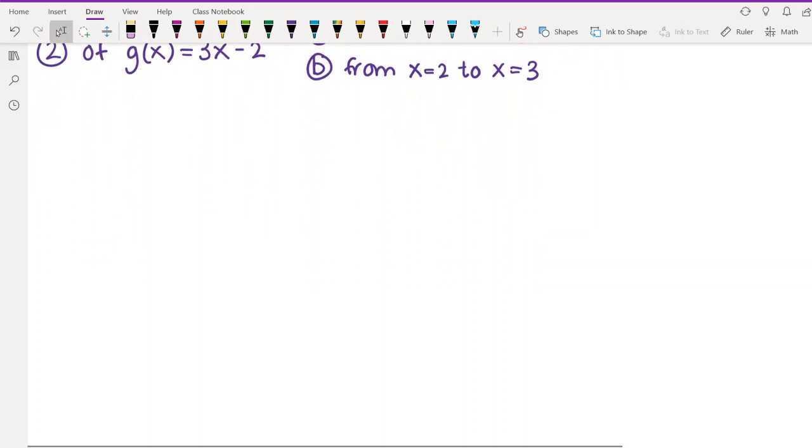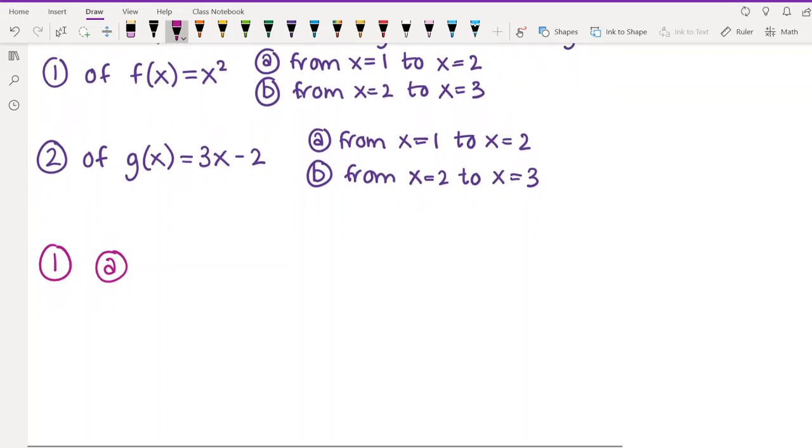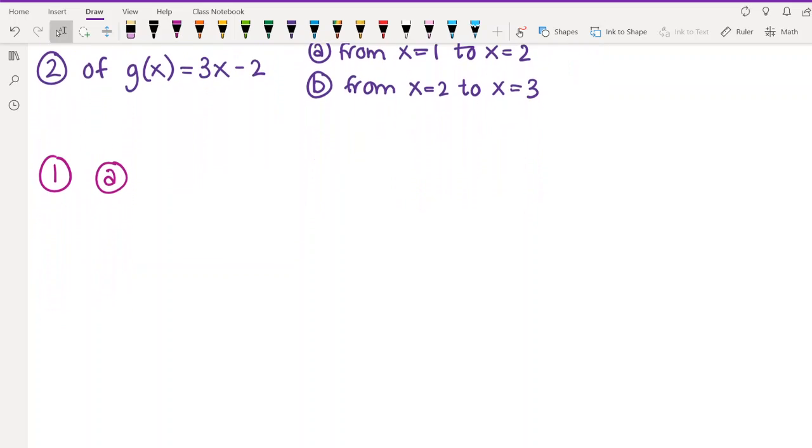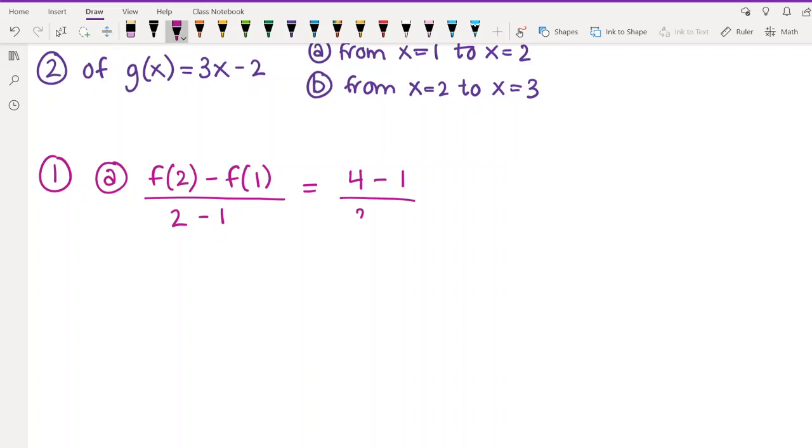Okay, so let's go in and do these. Let me switch colors here. Let's start with the first one. If we wanted to find the average rate of change of f of x is equal to x squared from x is equal to 1 to x is equal to 2, that means we're evaluating f of 2 minus f of 1 over 2 minus 1. F of 2 is 2 squared, which is 4. F of 1 is 1 squared, which is 1. And then over 2 minus 1, that gives us 3 over 1, or 3.